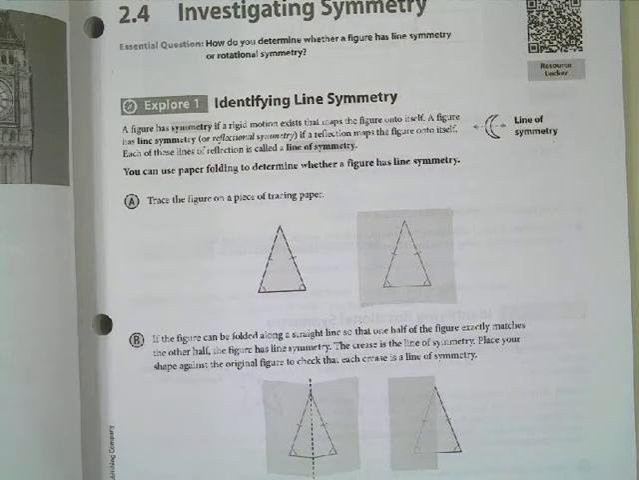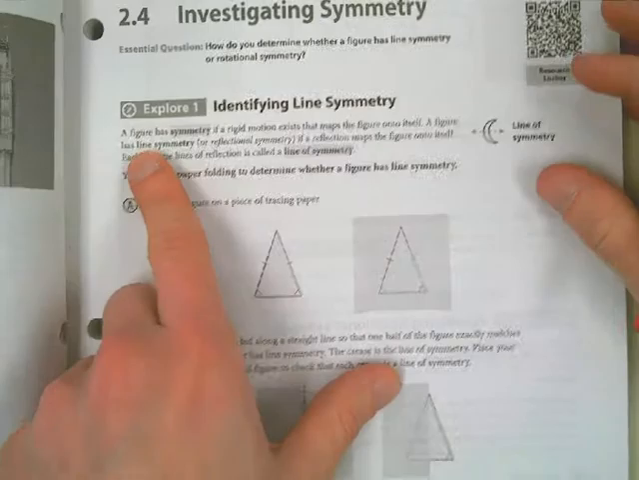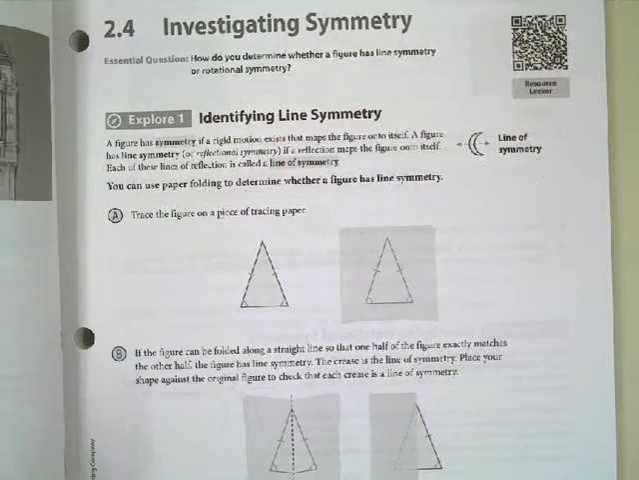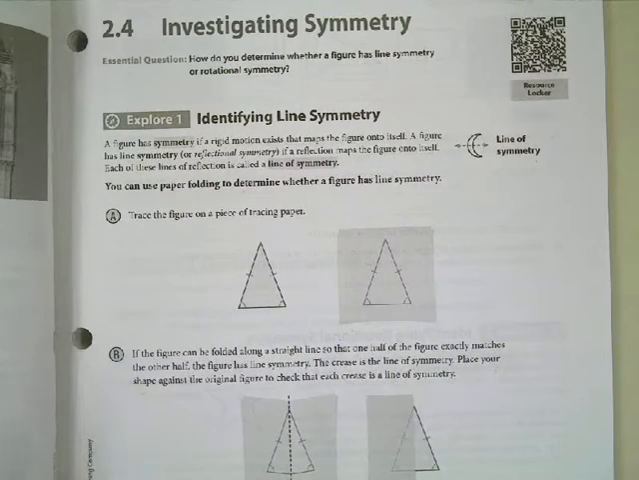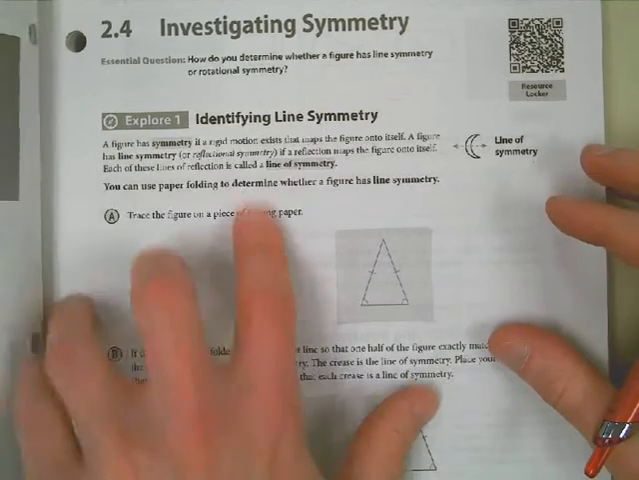So today we're going to be talking about symmetry, specifically two kinds of symmetry: line symmetry, and then we'll later look at rotational symmetry. Okay? So the way we're going to define the word symmetry, you might already have an understanding about what it is. We're going to define symmetry using the idea of rigid motion.